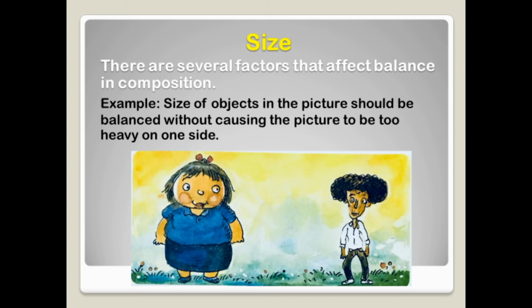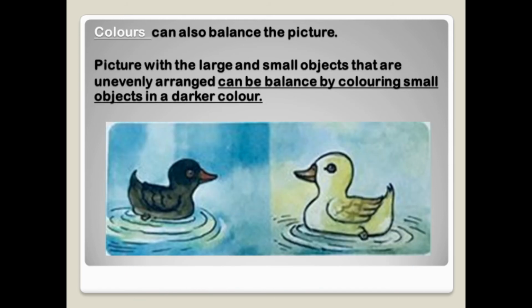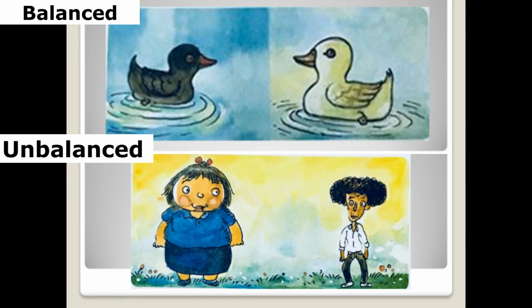Tending toward the side with a large object, colors can also balance the picture. A picture with a large and small object that are unevenly arranged can be balanced by coloring small objects in a darker color. Painting in darker colors increases the weight of the composition and can balance differently sized objects.